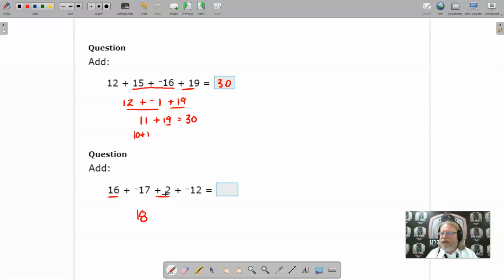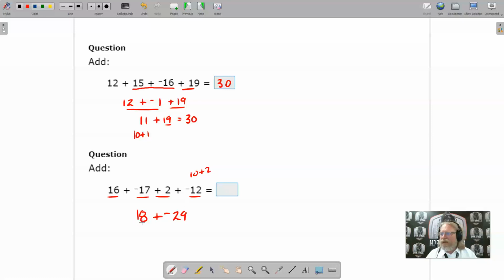So I've dealt with the 16 and the 2. Now let's deal with the negative 17 and the negative 12. If I add those together, they're the same sign. They're both negative, so the result is going to be negative. And 17 plus 12, we'll think of 12 as 10 plus 2. 17 plus 10 is 27. Plus 2 more is going to be 29, right?